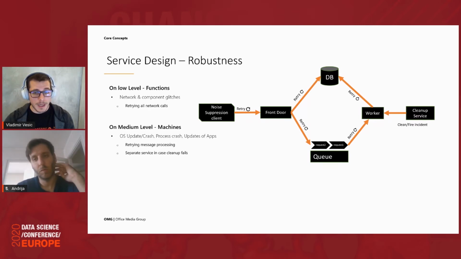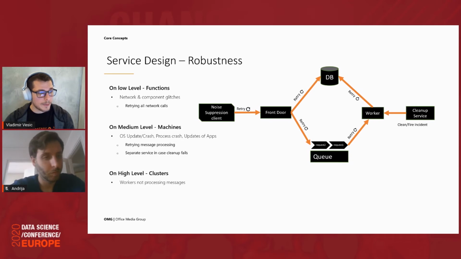And on the third and the highest level, this is cluster level, it can happen that all of these components are independently working correctly. But for example, the whole cluster is configured badly and workers cannot access Service Bus, for example. This means that even though every component is healthy, the whole cluster and processing is not working.